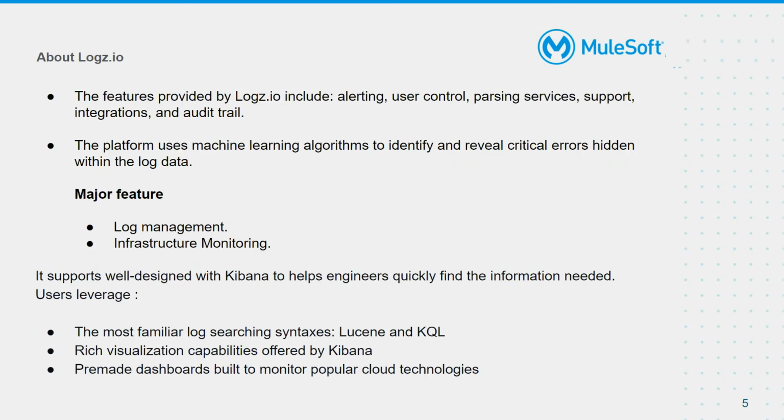You can see the features provided by logz.io, which include alerts, user control, parsing services support, and some other audit features of the platform. The main features are log management and infrastructure monitoring, to see how the platform is performing and how execution is being processed, along with alerts.